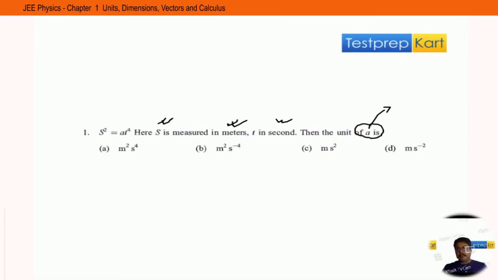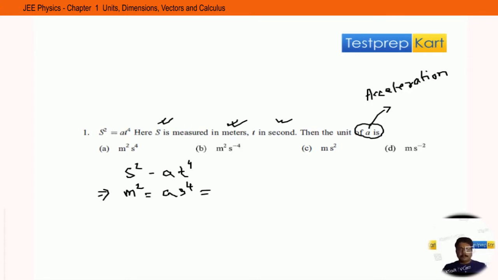We all know A means acceleration. So s is a displacement or distance, a is acceleration and t is the time. So we can write s square is equal to a t to the power 4. Now this question can be written based on its units. So the unit of s is meter. So we can write meter square is equal to a and second to the power 4.